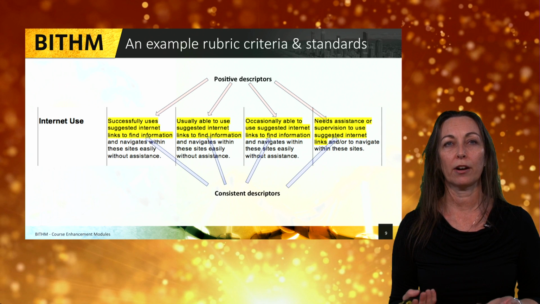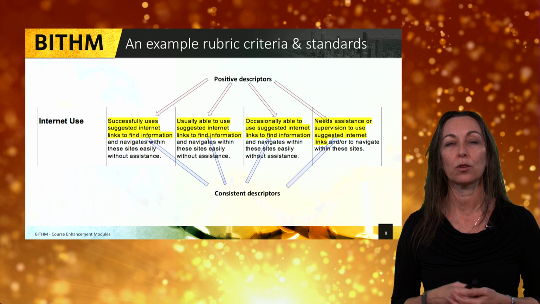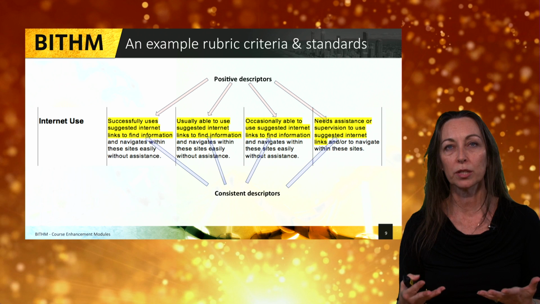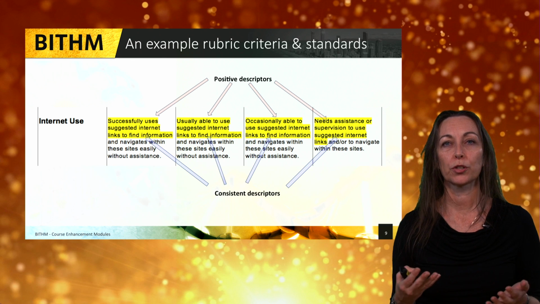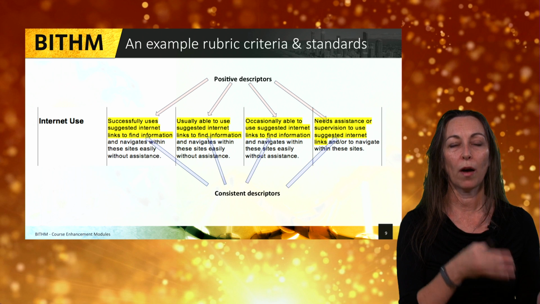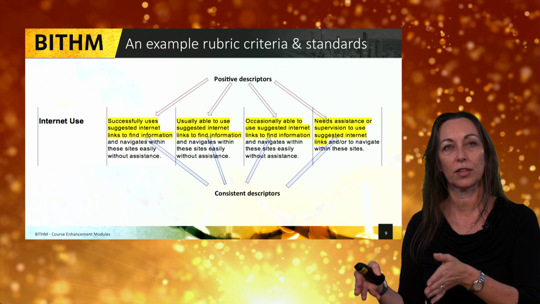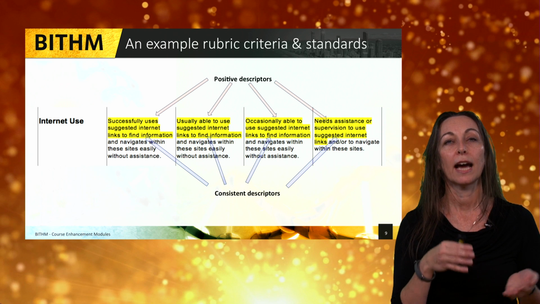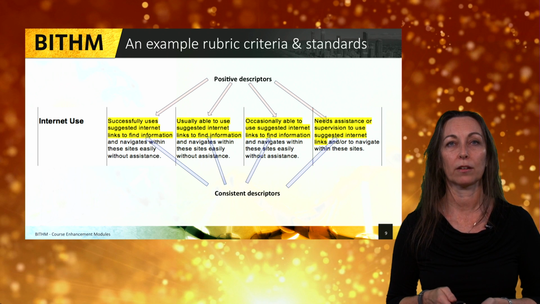So for our example here, internet use, you can see that positive descriptors have been used, and we've also got consistency across the standards. So we're not looking at one thing in one standard and another thing in another. There's the same criterion that's used right the way through, and there are just different standards of that criteria.